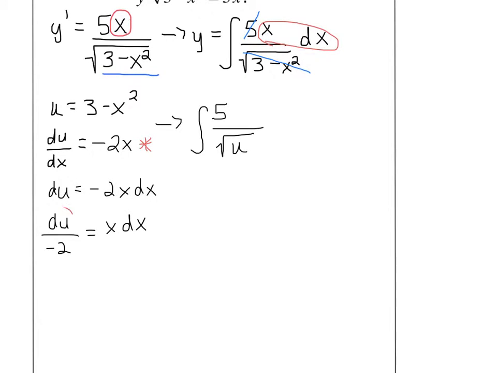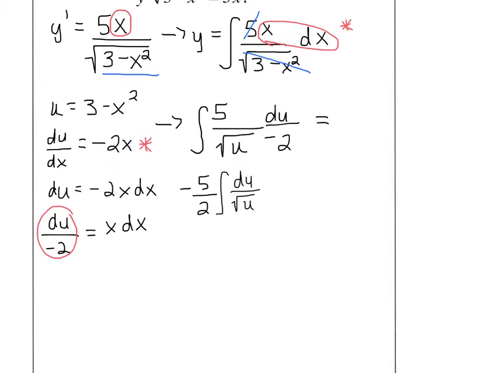So this is what I can swap in for x dx in my integral. Alrighty, so we'll write du over negative 2, and then we'll simplify this thing. All right, so we'll pull out a negative 5/2, and then we're left with du over root u in the integrand, which is really just negative 5/2 times u to the negative 1/2 du.